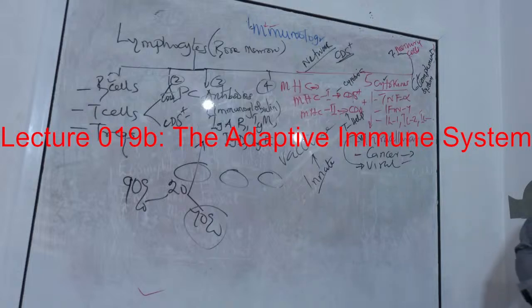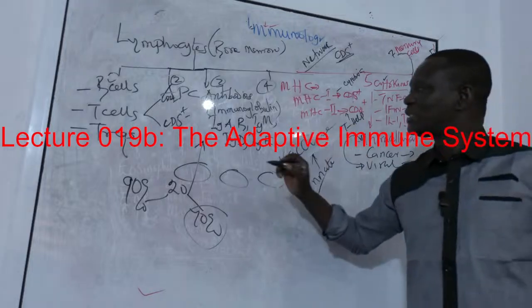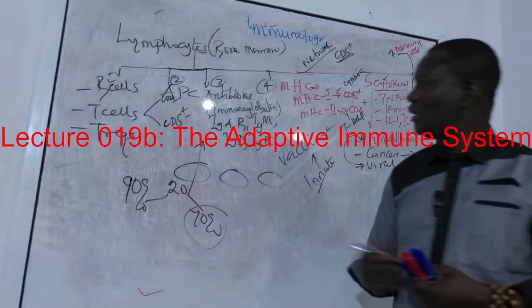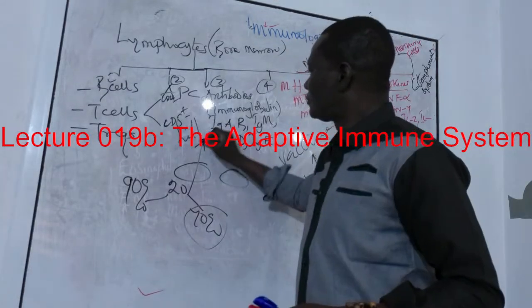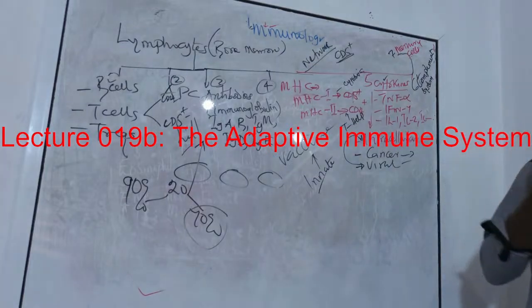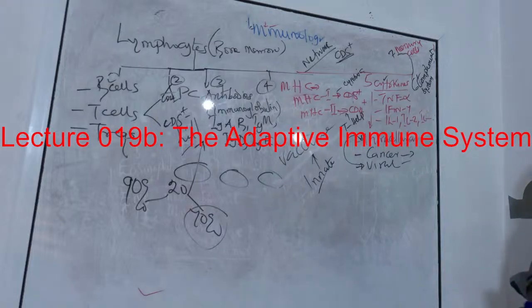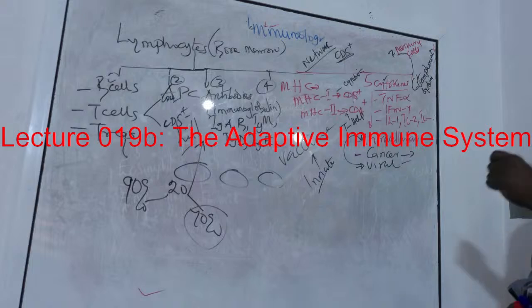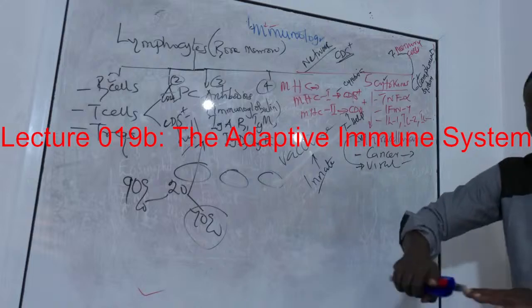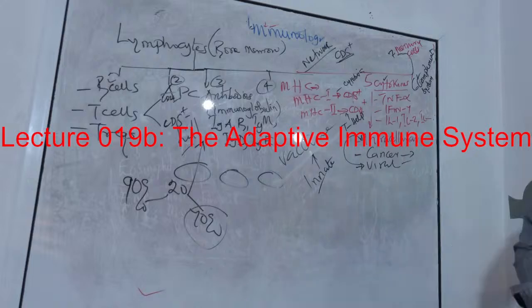But the cytotoxic cells have the ability to kill outrightly. That's the difference between the cytotoxic cell and the T helper lymphocyte. Once they recognize that this is an antigen, they will deal with it directly. But what the helper does is to just immobilize them, pending the time that some other cell arrives.